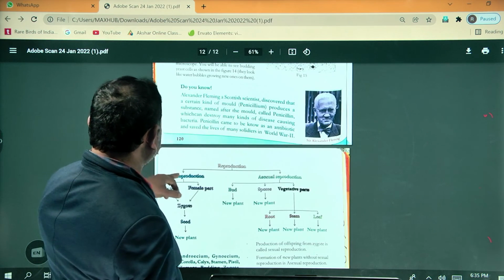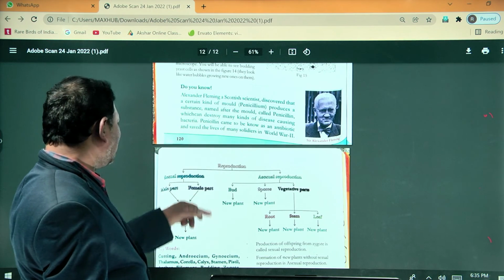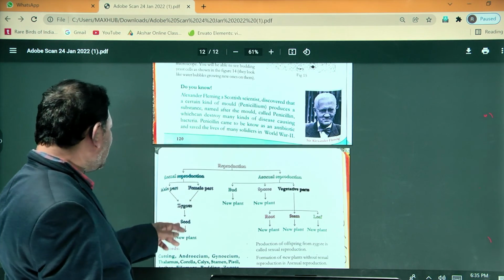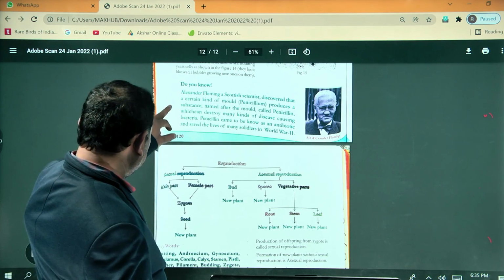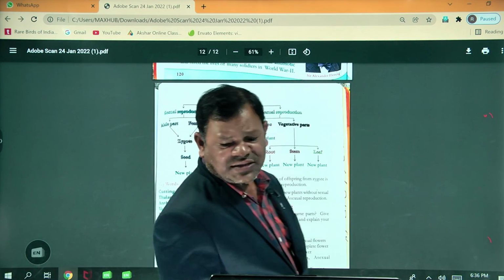This is about sexual reproduction: male plant and female plant, a zygote is formed, the zygote develops into a seed, and the seed gives rise to a new plant. This is about sexual reproduction.